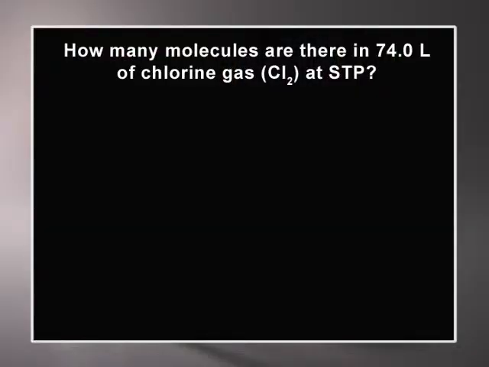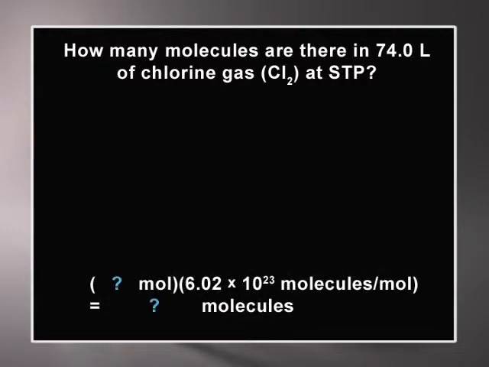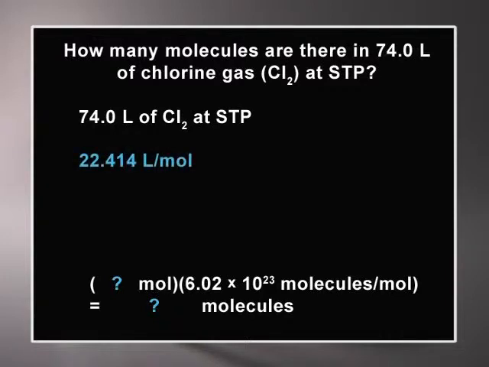How many molecules are there in 74.0 liters of Cl2 gas at STP? This problem is a little different from all the others we have worked. Once again, the idea is you could find the number of molecules if you knew the number of moles, since we know that there are 6.02 times 10 to the 23rd molecules in 1 mole. And we can find the number of moles since they give us a number of liters of the gas. And we know that there are 22.414 liters per mole for all gases at STP. So it works out like this.